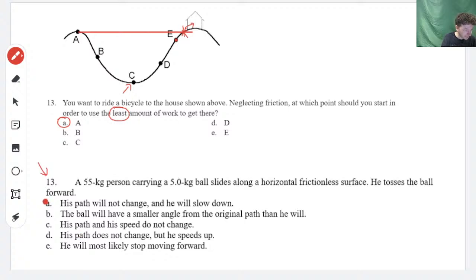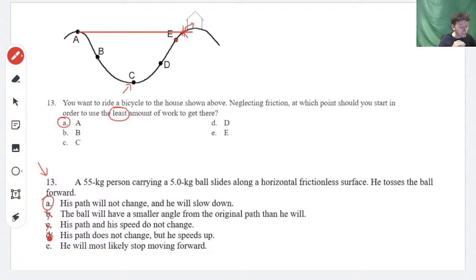So this could be it, but let's read the other ones. The ball will have a smaller angle. No angles. We're not throwing it any direction to the side. We can think of this almost as a one-dimensional question. C, his path and his speed do not change. No, definitely not. Momentum has to be conserved here. D, his path does not change, but he speeds up. Nope. That would be an interesting way of creating energy, but definitely not going to happen. Energy also needs to be conserved.